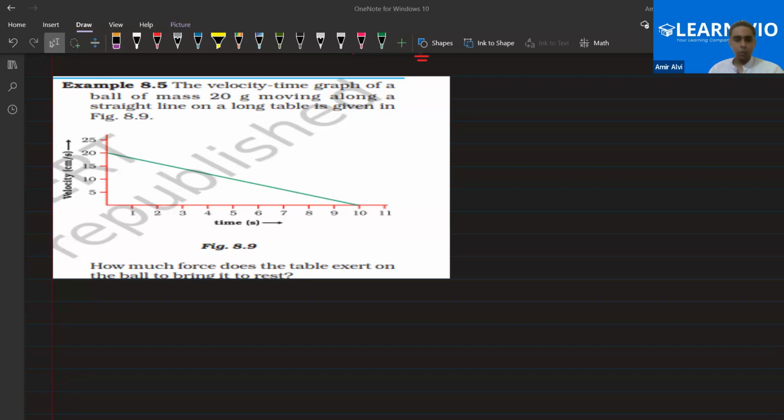Everyone, one more thing. If your answer is coming in negative or positive, please mention the proper sign because force is a vector quantity. So it can be positive, it can be negative, right? You have to make sure to give the sign as well as the magnitude.